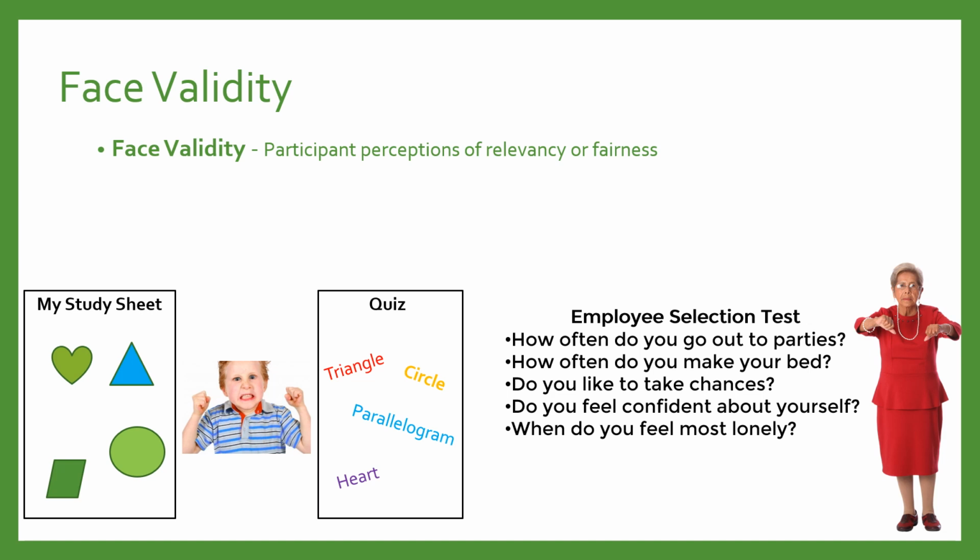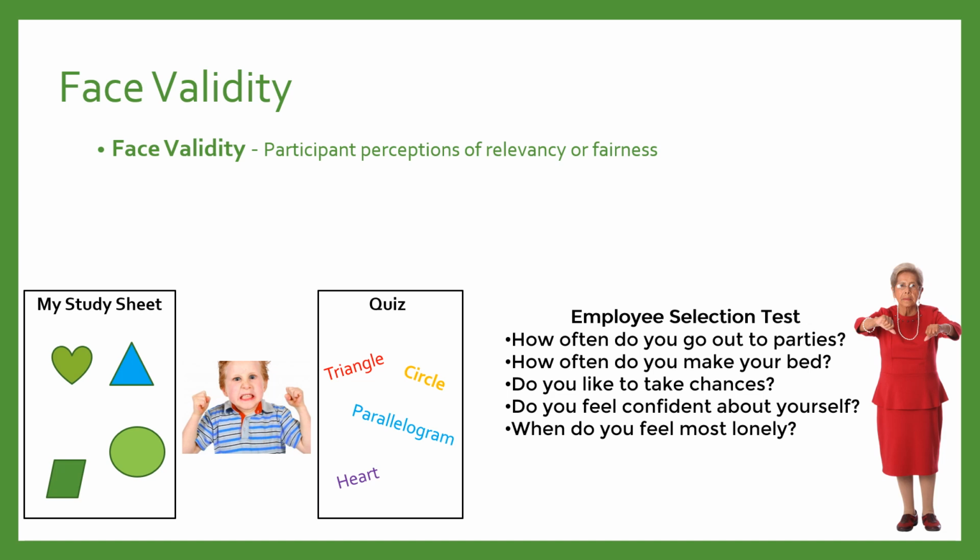So for instance, you could ask, how often do you go out to parties? Applicants who answer very frequently may be prone to absenteeism and alcohol abuse. You could ask applicants how often they make their bed, and this could highlight a person's organization skills. You could ask applicants, do they like to take chances? And this could be an indirect way to determine an applicant's risk-taking.